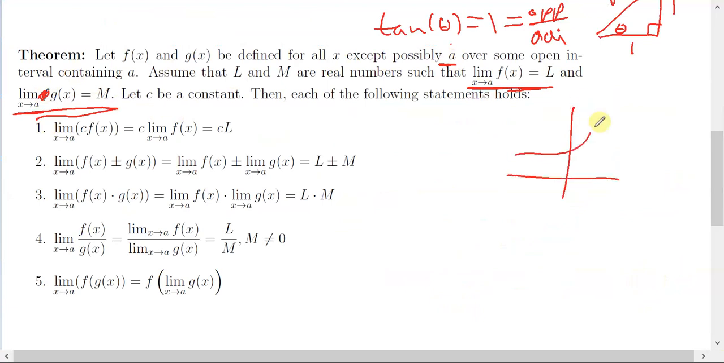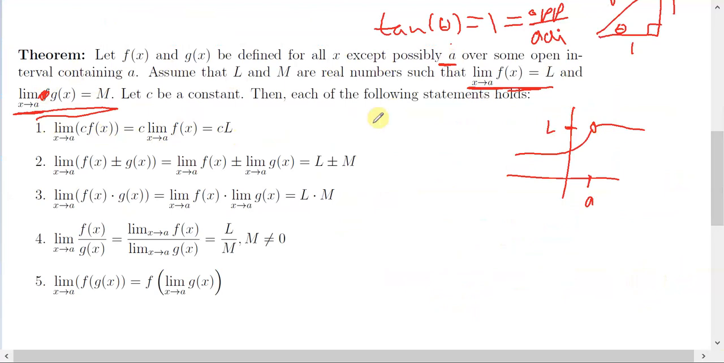So my graph f could be coming here and doing this as I approach a, but it's giving me the value L. Doesn't have to be defined there, we know that. That's where the graph is going. And then it says the following will be true, that if you multiply your function by something, and then take the limit, you can take that constant out of the way, and it'll end up being multiplied by whatever the limit was.